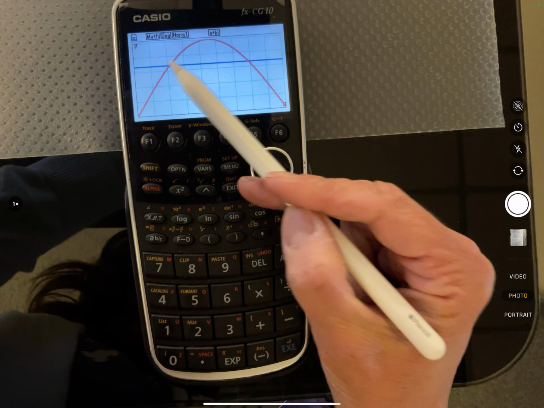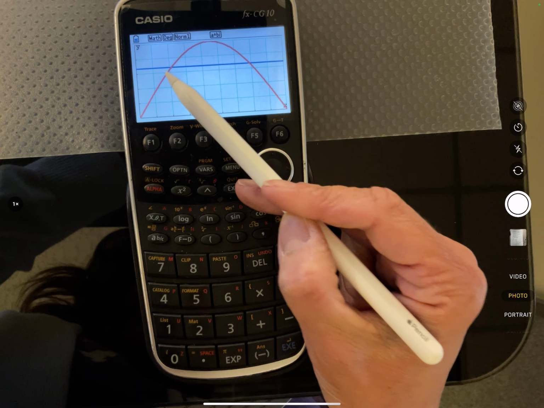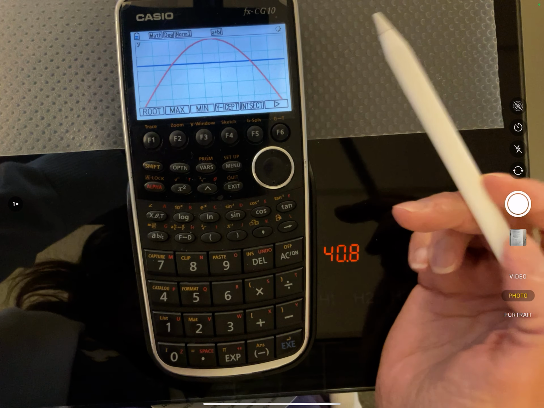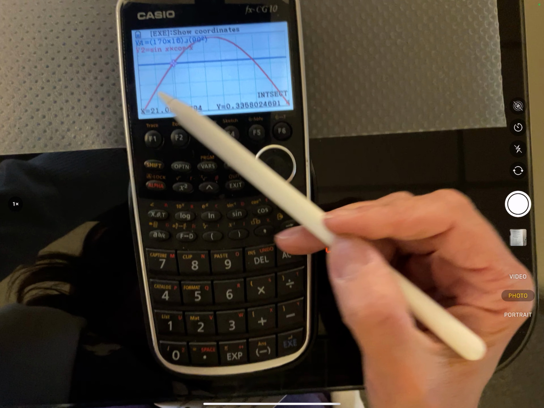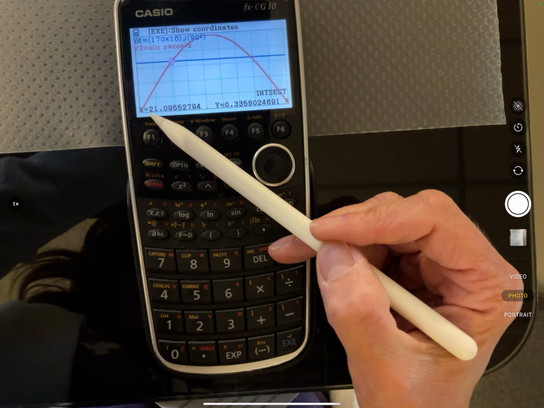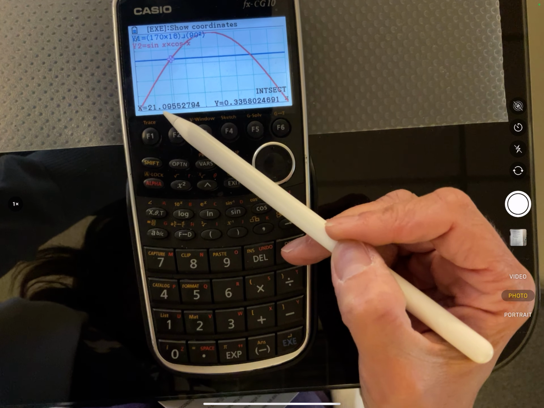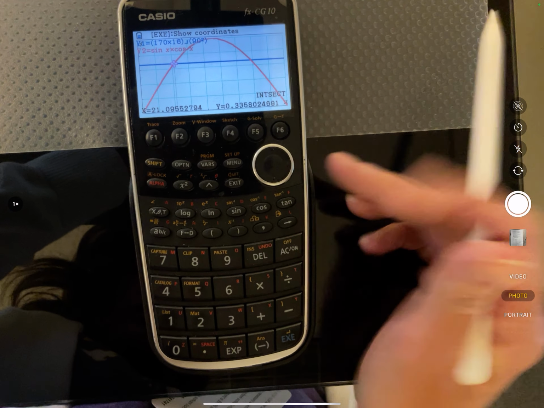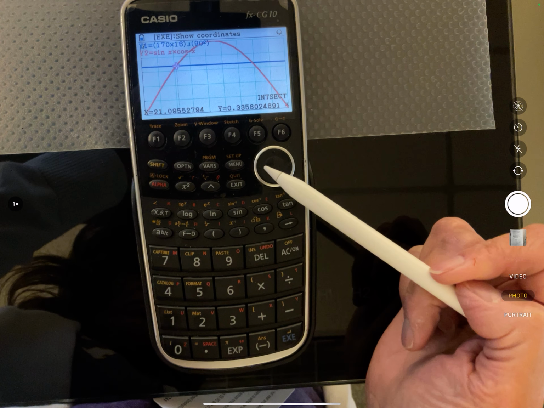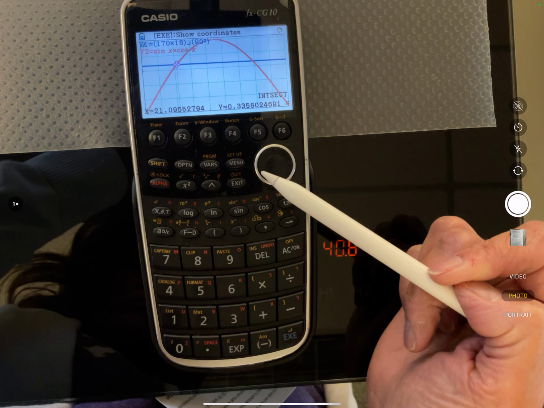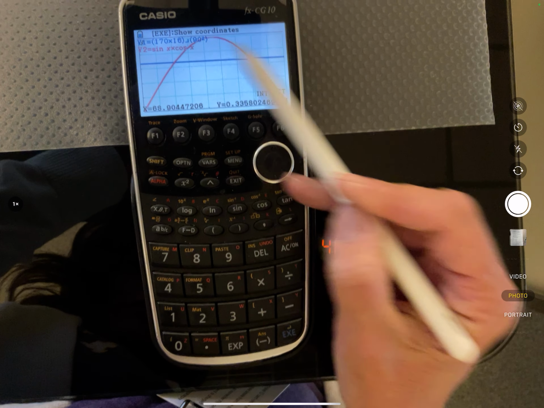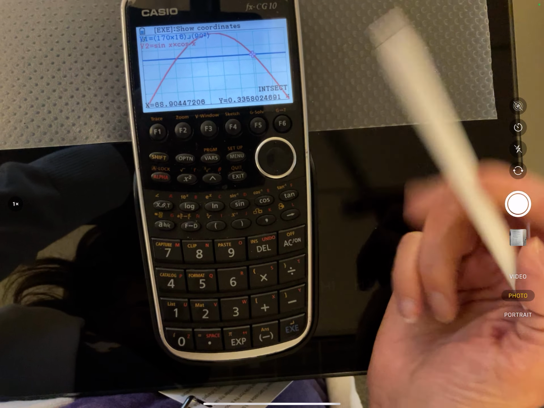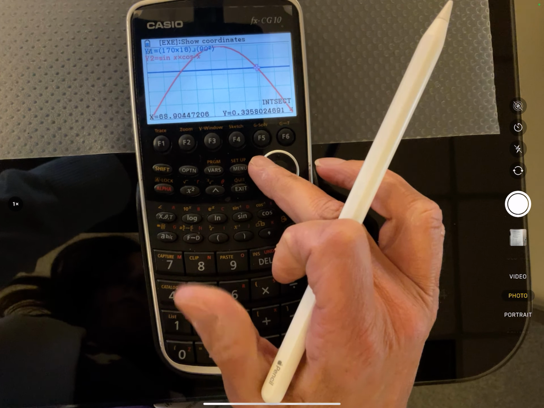So it looks like there's two solutions. So I'm going to hit G-solve intersect. One solution happens when my angle is 21.096 degrees, and the other one occurs, hit that right arrow and it jumps over, it takes a second, 68.904.